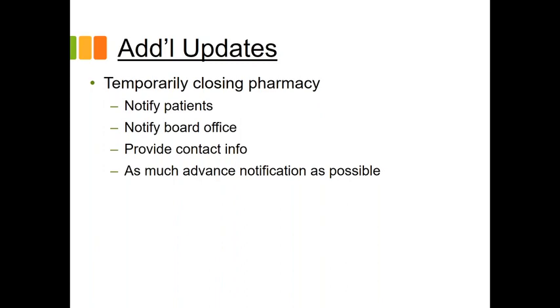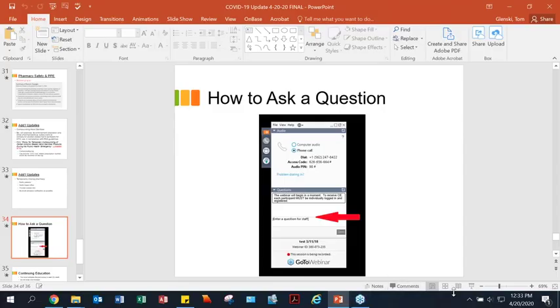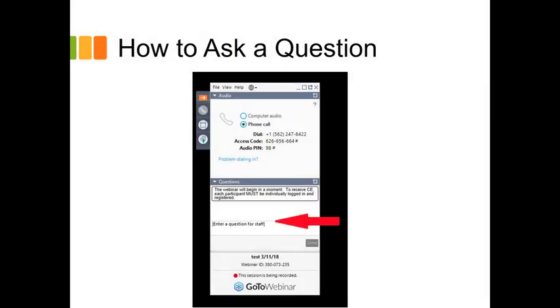We're also asking that you notify the board office, and you can do that by emailing MissouriBOP@pr.mo.gov. Actually, if you email any of the board's email addresses, that information will be forwarded to the appropriate person. Provide contact information for both the board and patients, just in case we get a call or patients want to contact the pharmacy. And then finally, please provide as much advance notification as possible. Of course, we understand there are situations where that is unlikely to happen, but if you know the pharmacy will be closing temporarily in the next 2 or 3 days, it would be great to provide as much notice as possible.